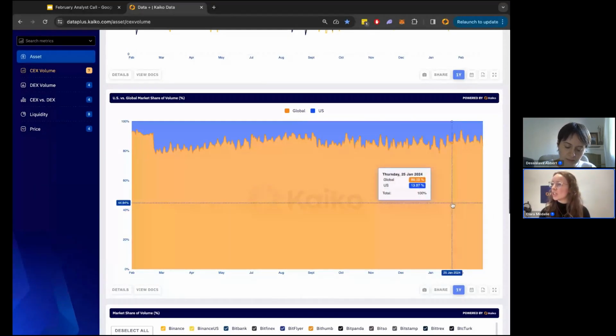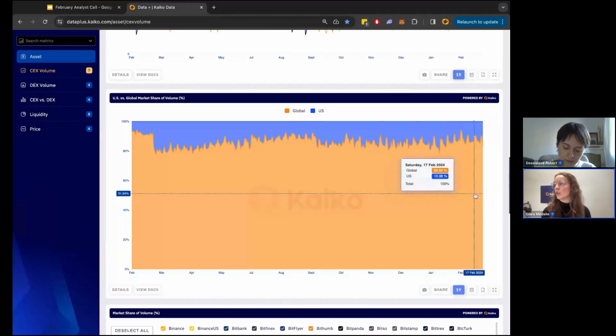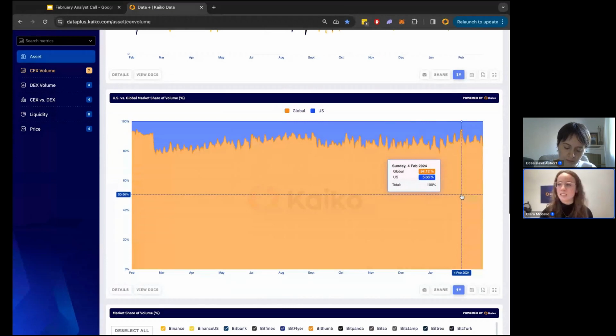We do actually see a slight increase in the global market share of trade volume, despite the fact that the ETFs were launched in the US. So this is a bit interesting as a trend.